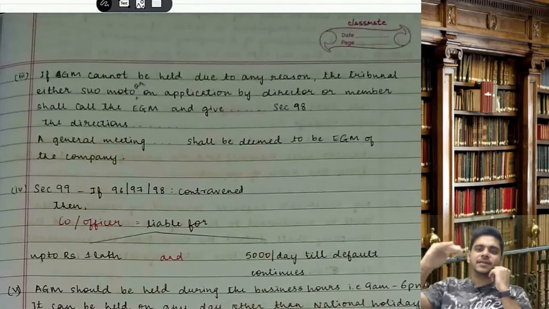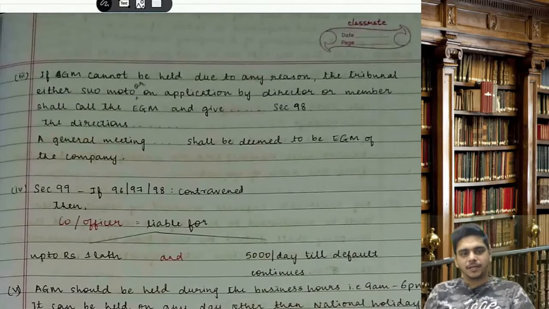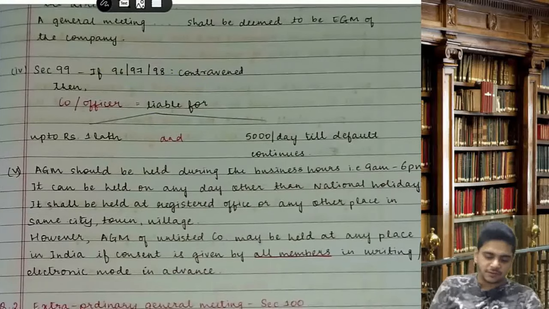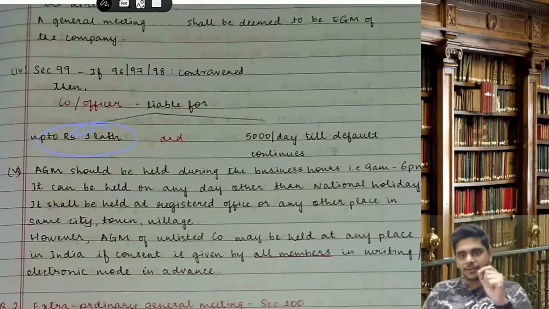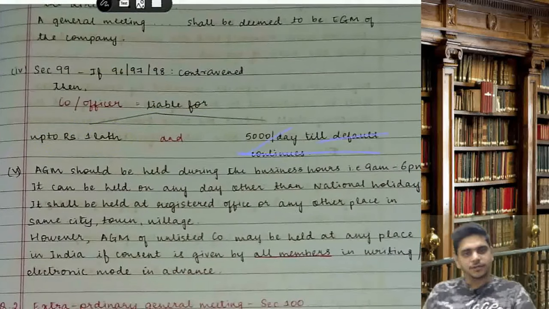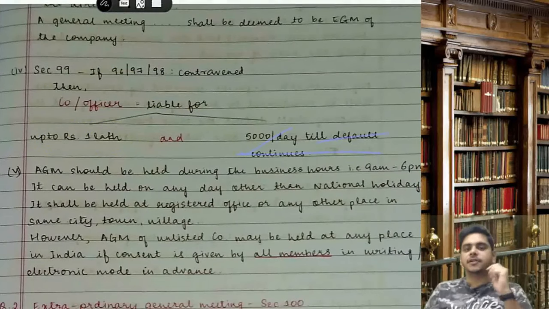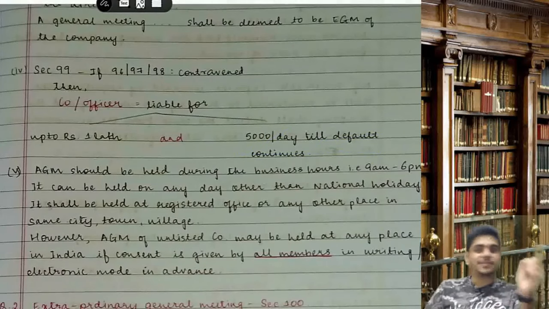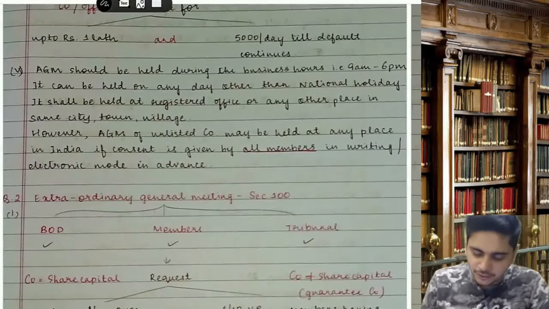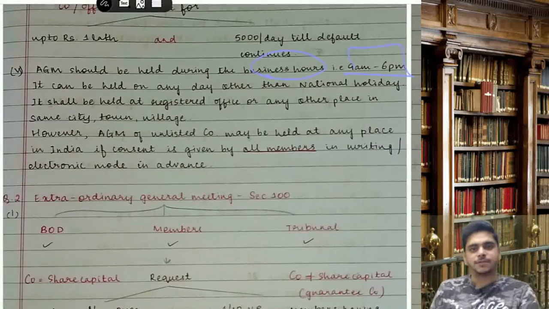So 99 is your penalty. If 96, 97 or 98 is contravened, then the company and the officer will be liable for a penalty of up to 1 lakh rupees and 5,000 rupees per day till the default continues. Important. And a few more important provisions: the AGM should be held during business hours, that is 9 a.m. to 6 p.m.